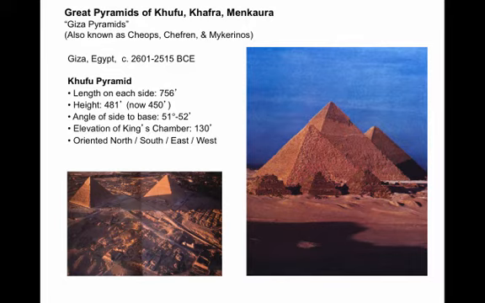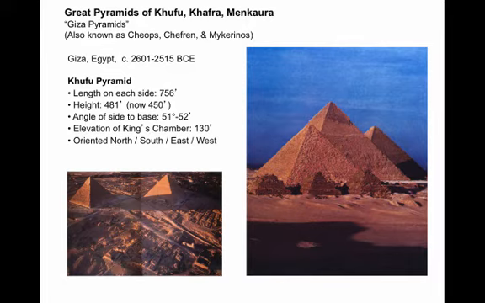756 feet on a side, 481 feet high. It's less now because the outer material has been stripped away. So, I live in Waterside Plaza. We're 40 stories. We're 8'6", 8 feet ceilings, 6-inch slab, guessing. This is much taller than a 40-story apartment building. So these are big.